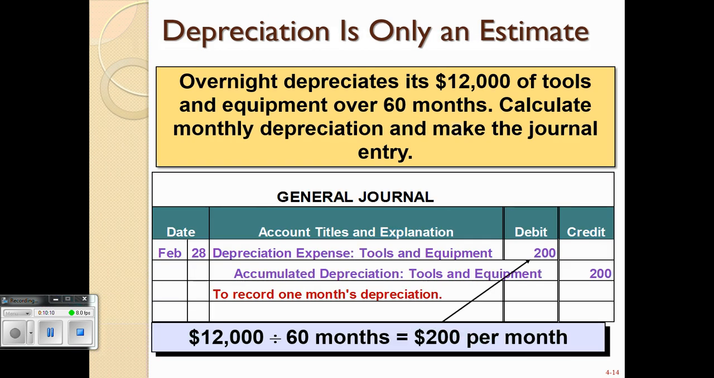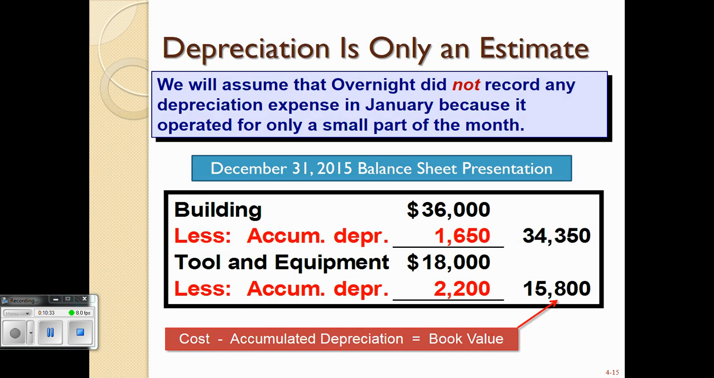Okay, and notice here we've got, once again, tools at 12 grand, over 60 months, that's 5 years, so it's $200 a month. So we have depreciation expense, once again, that's our income statement item, and then we have accumulated depreciation, in this case it's called tools and equipment, and that's our balance sheet item. And then notice how this is going to show up on our balance sheet.